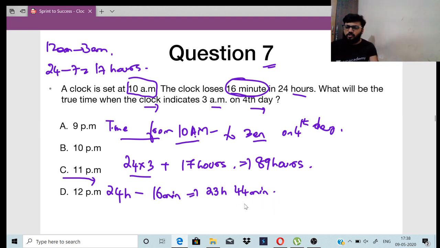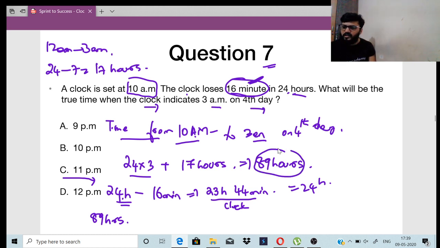This 23 hours 44 minutes is equal to 24 hours of the correct clock, right? This clock is losing 16 minutes in 24 hours. So 24 hours minus 16 minutes, 23 hours 44 minutes is this clock, and the correct clock is 24 hours. So how can you tell that now? 89 hours we have to find out here. So 89 hours of the correct clock is how much of this clock?